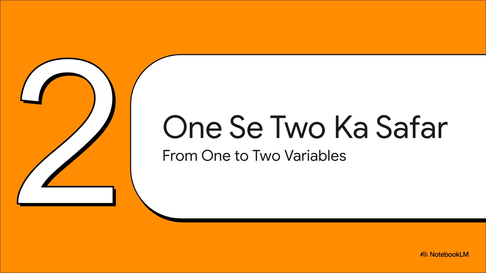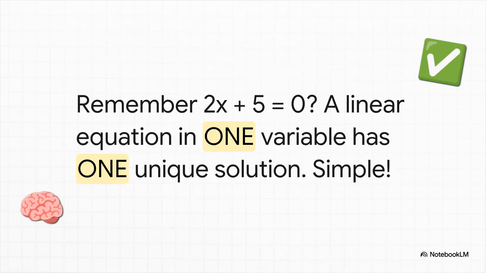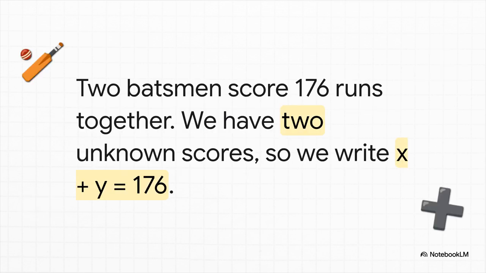Now, to handle puzzles just like that one, we need to take a small journey. Think of it as a journey from something you already know really well, equations with one variable, to our new destination, equations with two variables. Chalo, let's go. You're already masters of this. You remember an equation like 2x plus 5 equals 0, right? It has only one variable, just x. And what does that mean? It means it has only one unique solution. In this case, x is negative 5 halves. That's it. One variable, one single specific answer. Simple.